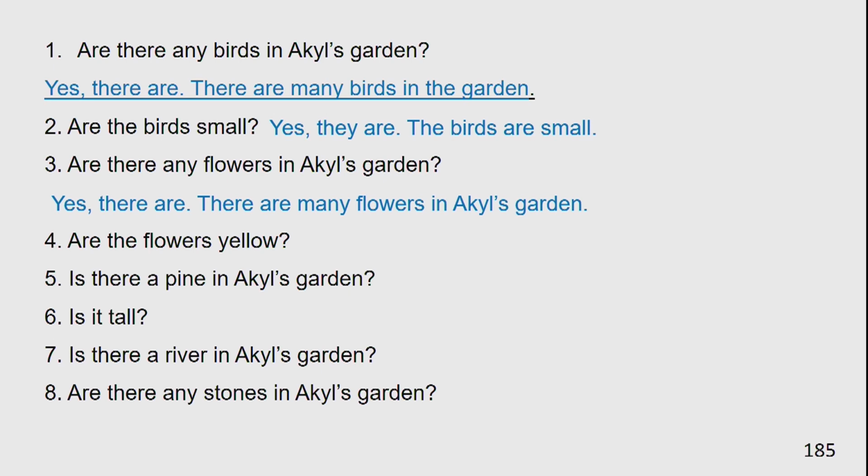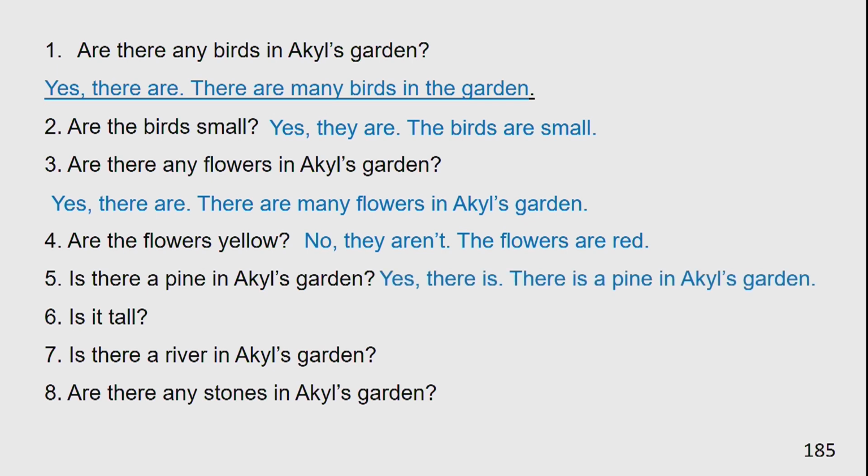Question 4. Are the flowers yellow? No, they aren't. The flowers are red. Question 5. Is there a pine in a closed garden? Yes, there is. There is a pine in a closed garden. Number 6. Is it tall? Yes, it is. The pine is tall.